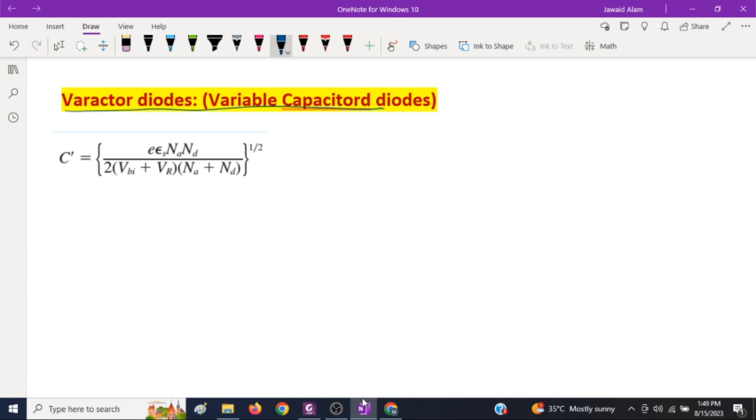In today's video, we will be talking about Varactor diodes. Varactor diodes are nothing but variable capacitor diodes. As we have seen in case of a PN junction diode, the IV characteristics look like this. Generally, if it is a normal diode, the reverse current will go quite high after the breakdown.